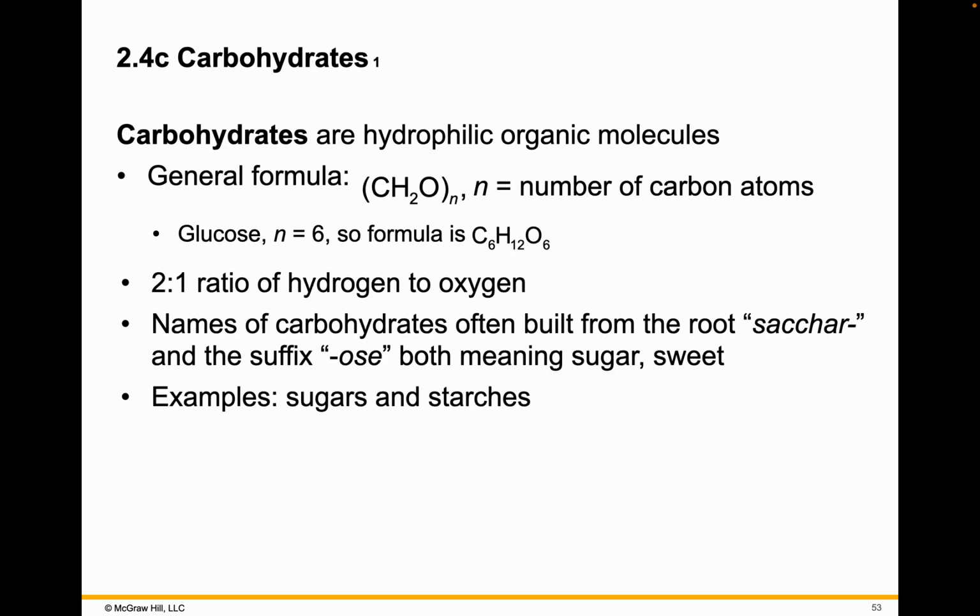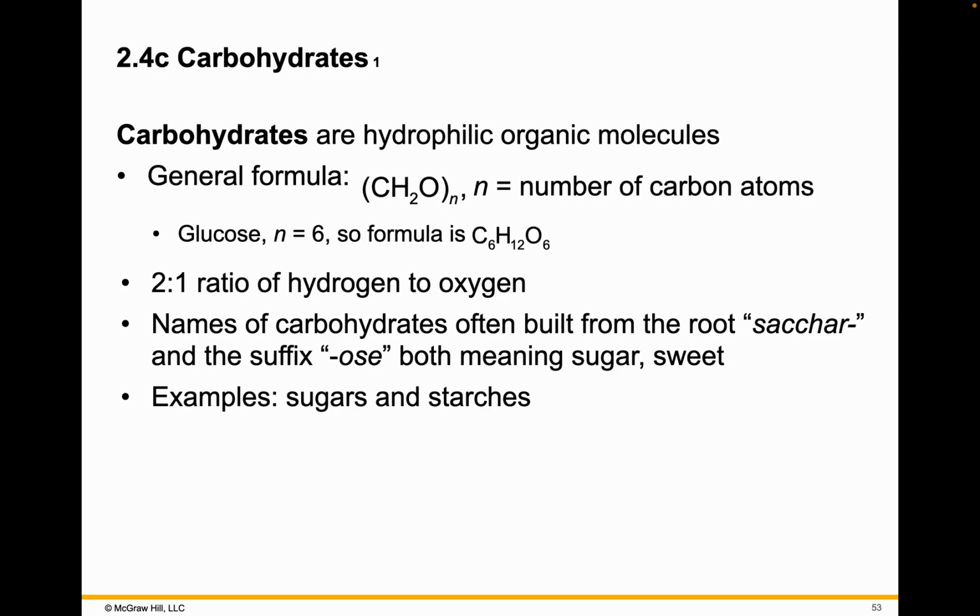So the first of these compounds is going to be carbohydrates. Carbohydrates are hydrophilic organic molecules. Their major role in the cell is for energy. They have the general formula of CH2O to the N, where N is the number of carbons.